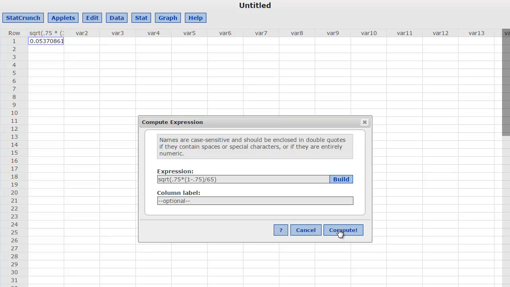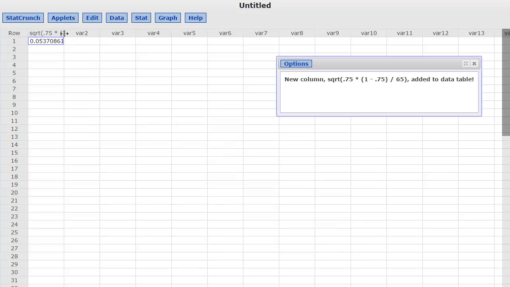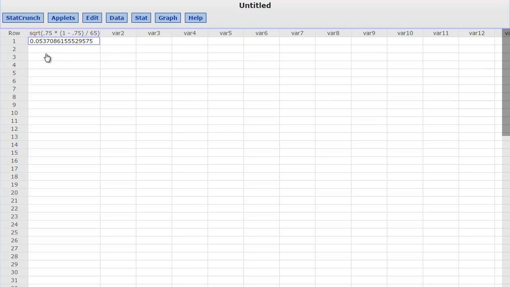I click OK. I click compute, and now I've got this brand new column that tells me what I calculated and the actual value of that calculation. So there's my standard deviation right there, and I can see that it's 0.054, okay, rounded to 3 decimal places.